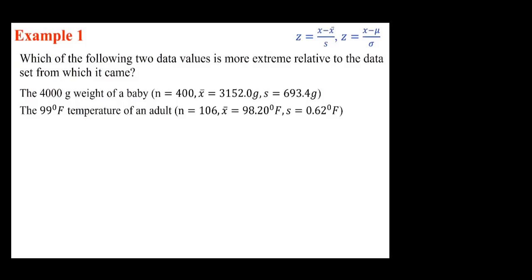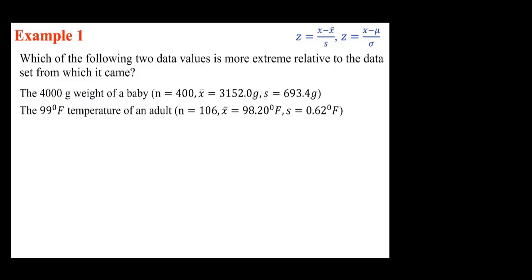The 4,000-gram weight of a baby, n equals 400, x bar is equal to 3,152.0 grams, s equal to 693.4 grams. The 99-degree Fahrenheit temperature of an adult, n is equal to 106, x bar is equal to 98.20 degrees Fahrenheit, and s is equal to 0.62 degrees Fahrenheit.